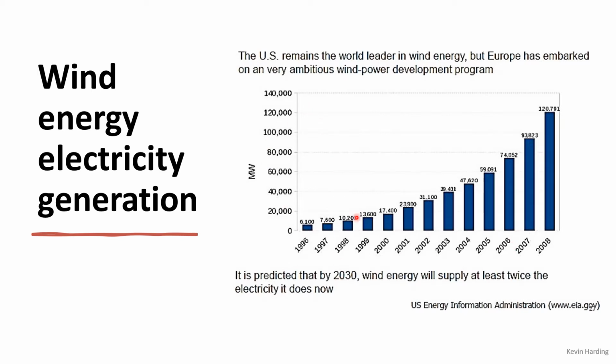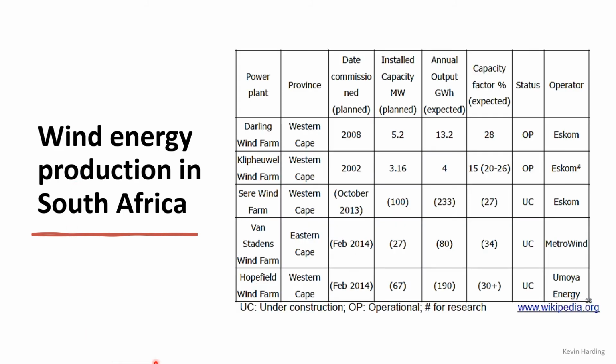In South Africa, we have also seen a tremendous growth in wind energy. So it's not just an international thing, but also in South Africa. As I said, in South Africa, we are also looking at using wind energy as a form of supplementing our national grid. As early as, I'm just trying to double check here, as early as 2002 at the Klipheuwel farm in the Western Cape, there was an installed capacity of 3.16 megawatts.